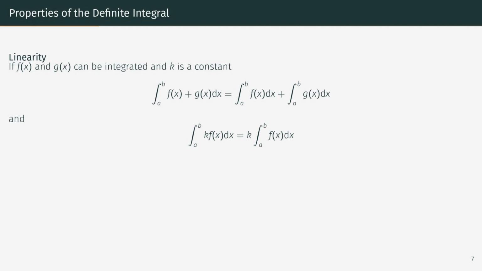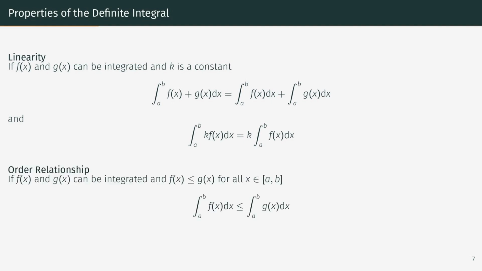For k a constant, the constant can be taken out of the integral because it is unaffected by the integration process. So the integral of k times f of x dx from a to b is equal to k times the integral of f of x dx from a to b.